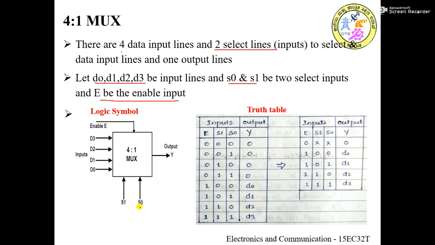S1 and S0. We know that with the 2 input variables I can have 4 different combinations. What are the 4 different combinations that can come? 0 0, 0 1, next 1 0, next 1 1. So based on this select line information, one of the inputs will be selected at any time, correct?